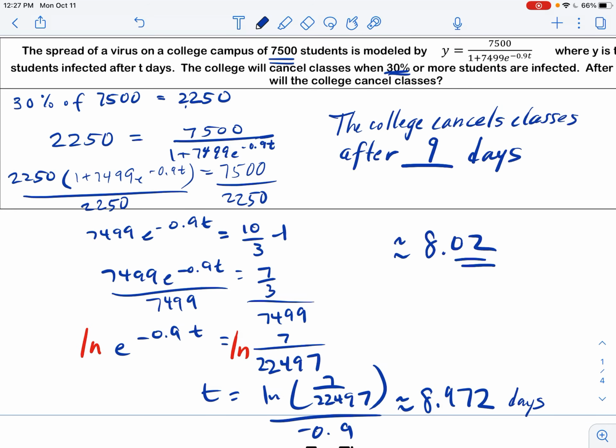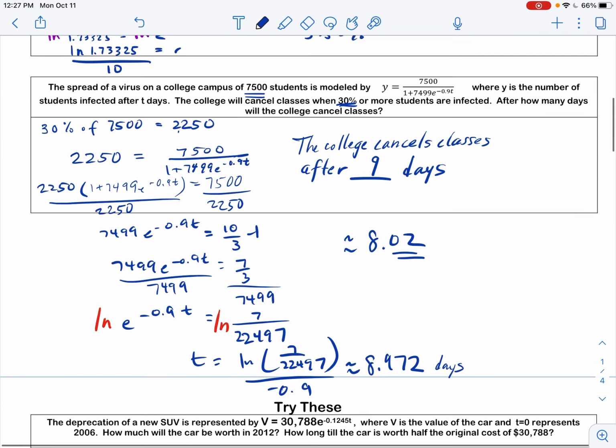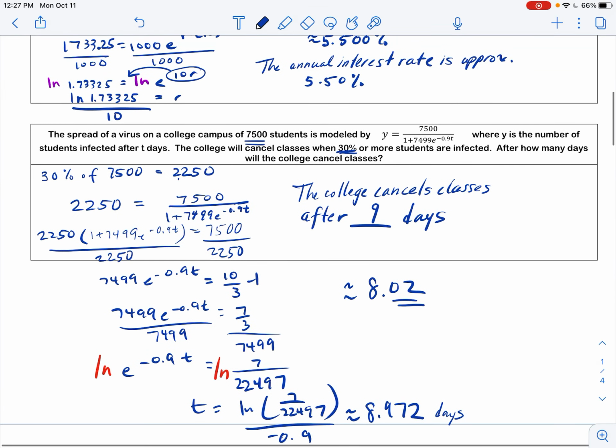So as you work through the rest of these problems here, really just ask yourself, what do I need to do, or what is the context of the problem? When would I round up? When would I round down? And it's not always just about the numeric value, but about what makes sense in the context of the problem being asked.